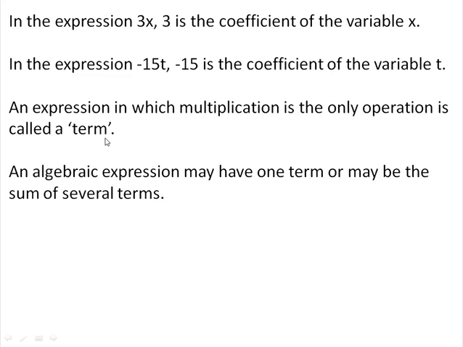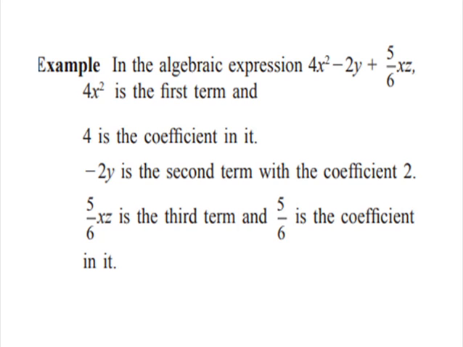So whenever in any expression multiplication is the only operation, it is called a term. Now an algebraic expression may have one term or may be the sum of several terms. In the previous expressions, we have seen that some expressions have only one term, whereas some expressions have more than one term. Now, if you look at this example, the algebraic expression 4x square minus 2y plus 5 upon 6xz, here there are three terms. 4x square is the first term, the second term is negative 2y, the third term is 5 upon 6xz.